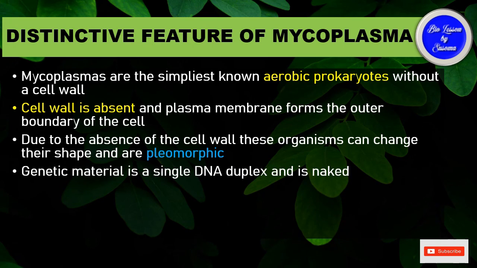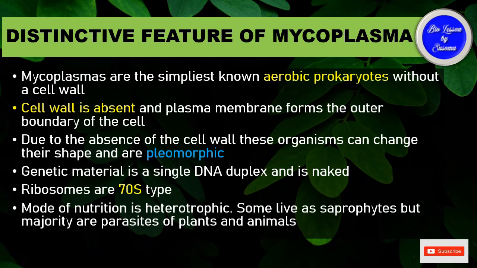The genetic material is a single DNA duplex and is naked. Ribosomes are the 70S type. And the mode of nutrition is heterotrophic. Some live as saprophytes, but the majority are parasites of plants and animals.